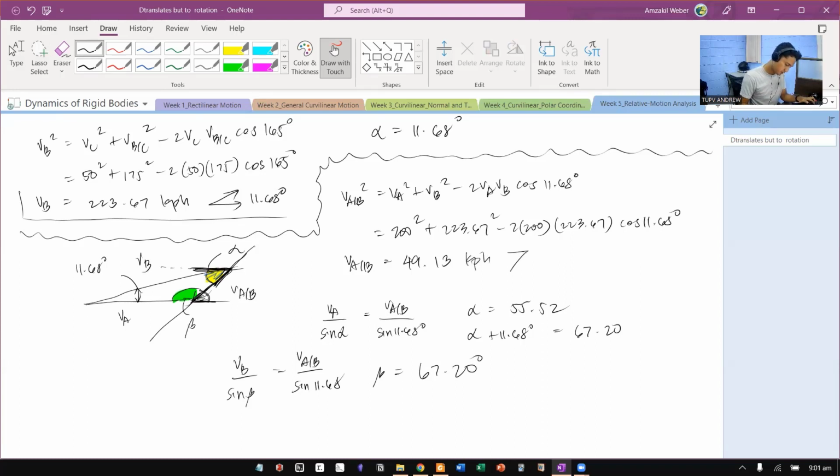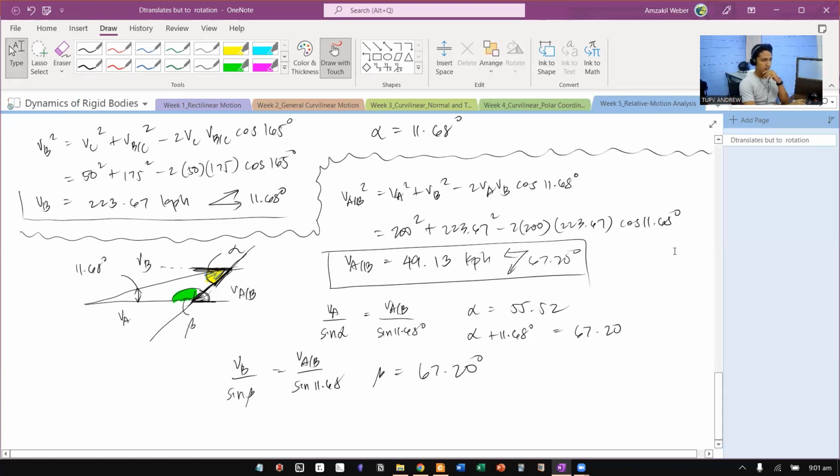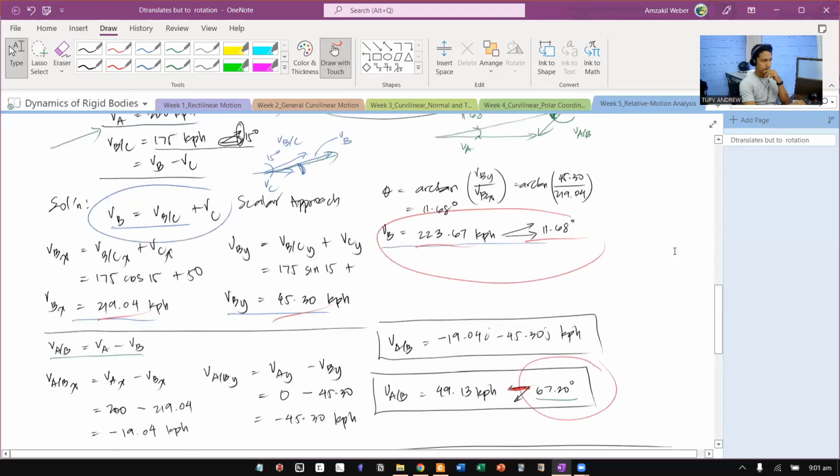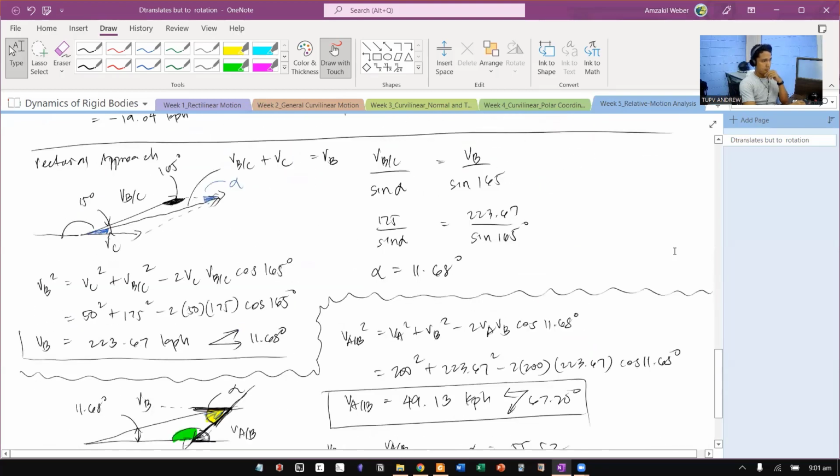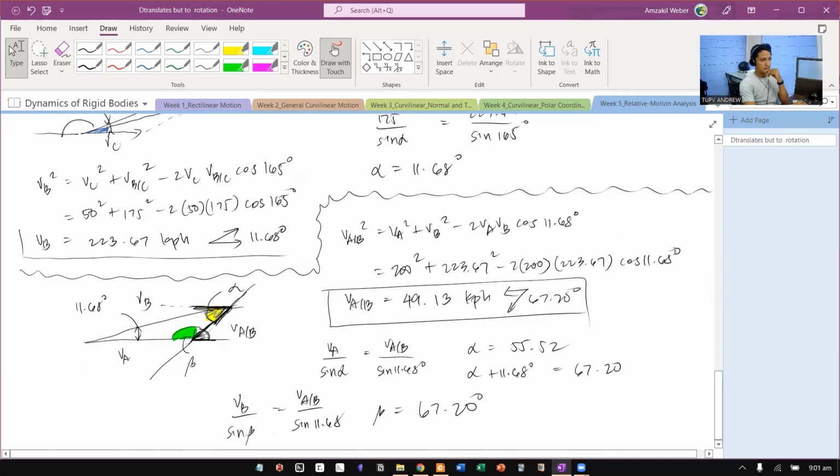So the final answer is in kilometers per hour, 67.20. Yes, so that is the relative velocity of A with respect to B. Okay, so let's have another example.